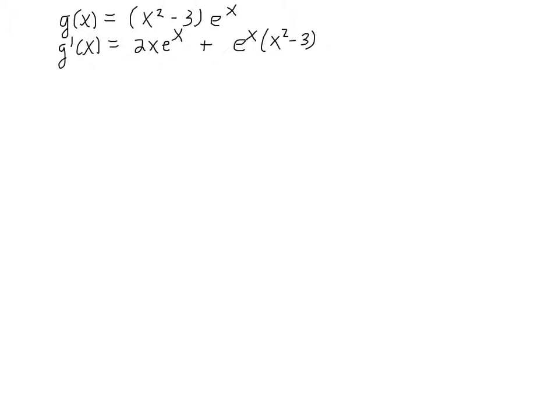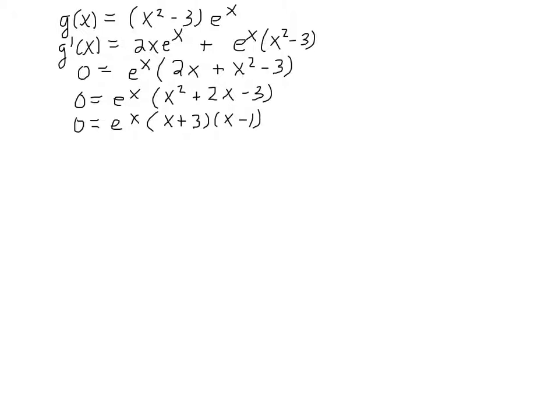We also have to identify any points where it's not defined. Well, looking at this derivative equation, there is nothing that we can't put in for x to get something out for g prime. So there's not going to be any points where the derivative does not exist. Okay. So let's set it equal to 0. And to help us do that, let's factor out a GCF here of e to the x.